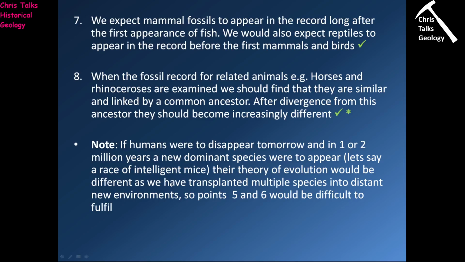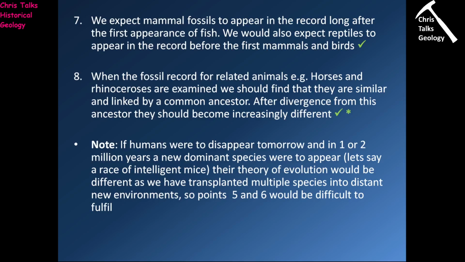Number 7. We expect mammal fossils to appear in the record long after the first appearance of fish. We would also expect reptiles to appear in the record before the first mammals and birds. Do we see that? Yes, we do. Number 8. When the fossil record for related animals, something like horses and rhinoceroses, is examined, we should find they are similar and linked by a common ancestor. After divergence from this ancestor, they should become increasingly different. Do we see that? Yes, we do.